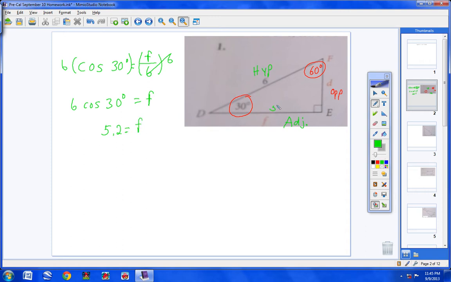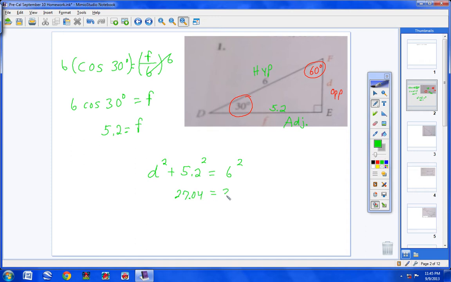So 5.2. Now look, students, I know two sides now. I know this side and I know this side. So once you know two sides, use Pythagorean's theorem. Well, one of my legs is d, so d squared. My other leg is 5.2, so 5.2 squared. And then my hypotenuse is 6, so 6 squared. Well, if you square 5.2, you will get 27.04.